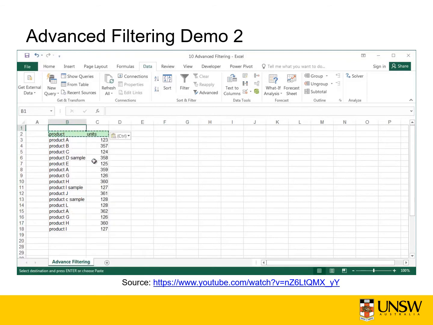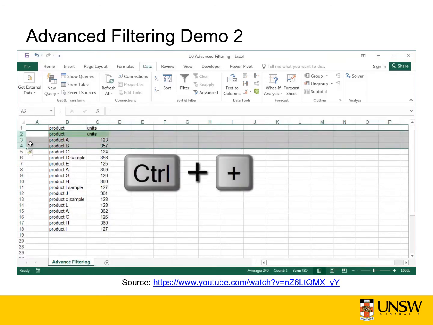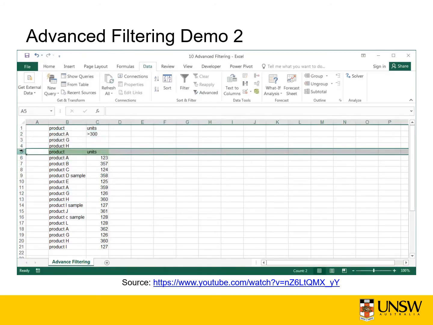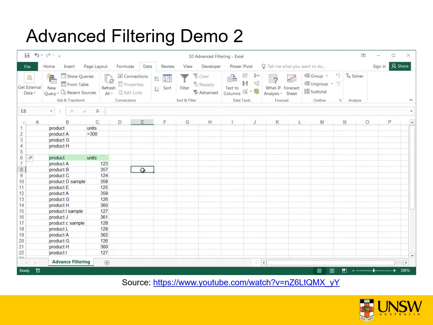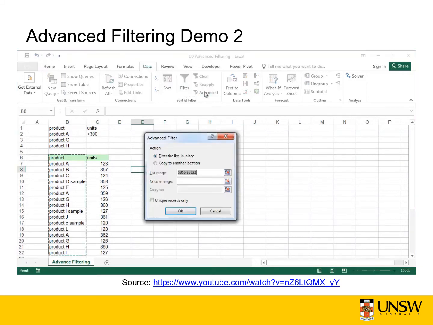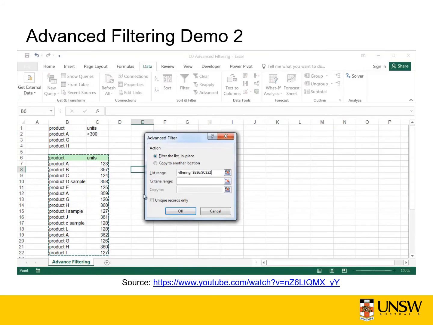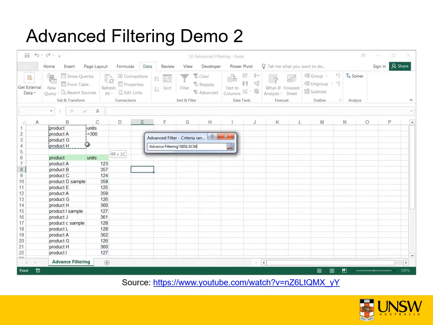We also need to add rows above the data table for the criteria, each in a separate row. In our example, product A, product G, product H, more than 300. And also, we need to add one empty row between the table of criteria and the table of data. In our example, row 5. Select Advanced Filter from the Data tab. Then input the list range, which is our table of data, and the criteria range, which includes headers.